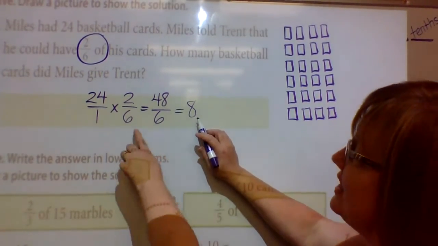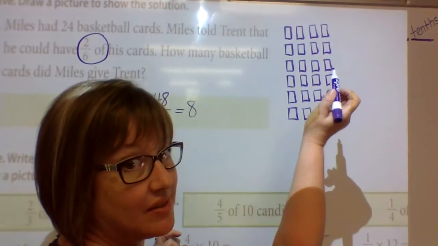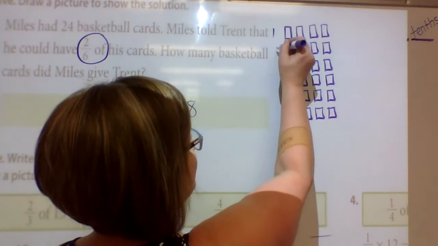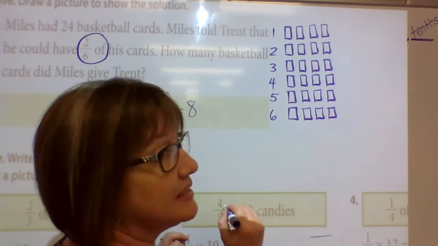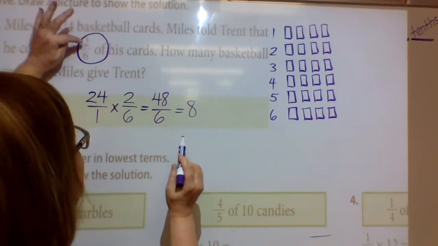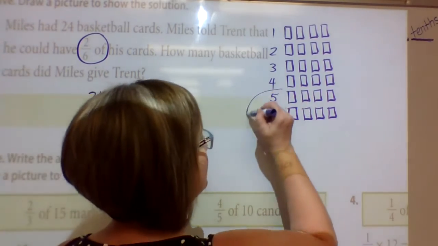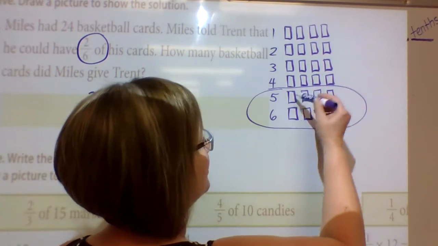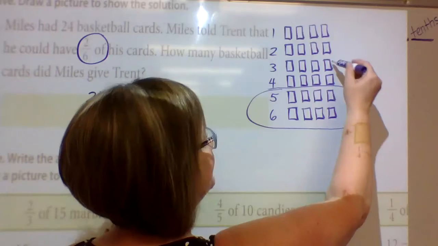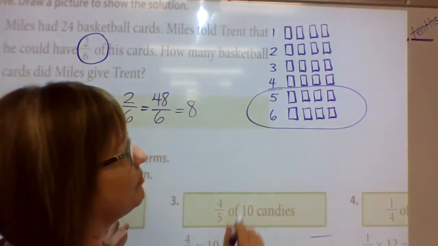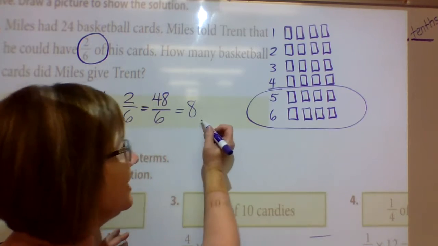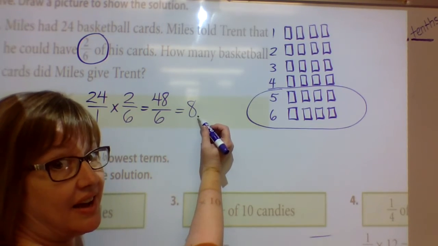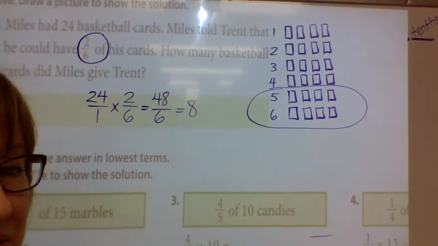8, because each one of these is a 6, right? Here's 1, 6, 2, 6, 3, 6, 4, 6, 5, 6, 6, 6. And he told him he would give him 2 6. So 2 6 would be here. There's 2 6. That would be 3 6 and 6, or 4 6 and 6 6. So how much did he get? 4 plus 4 is 8. If I would have had that right in the first place.